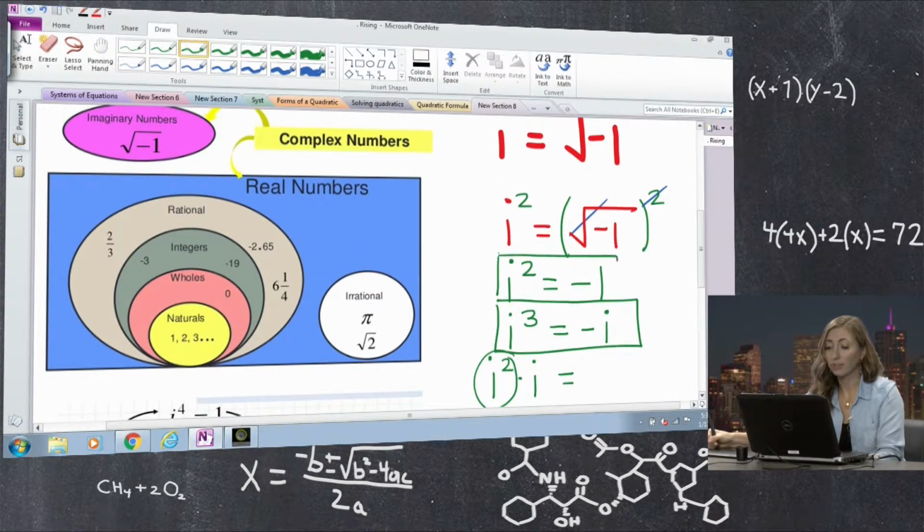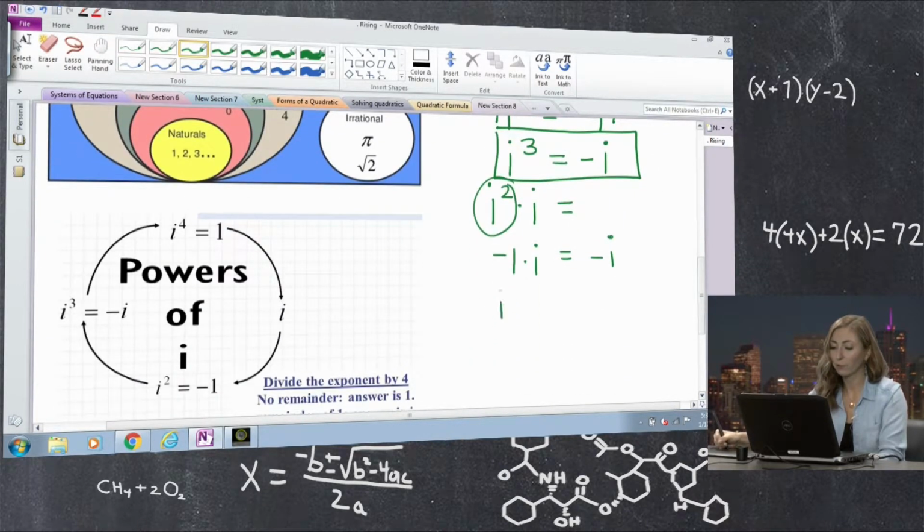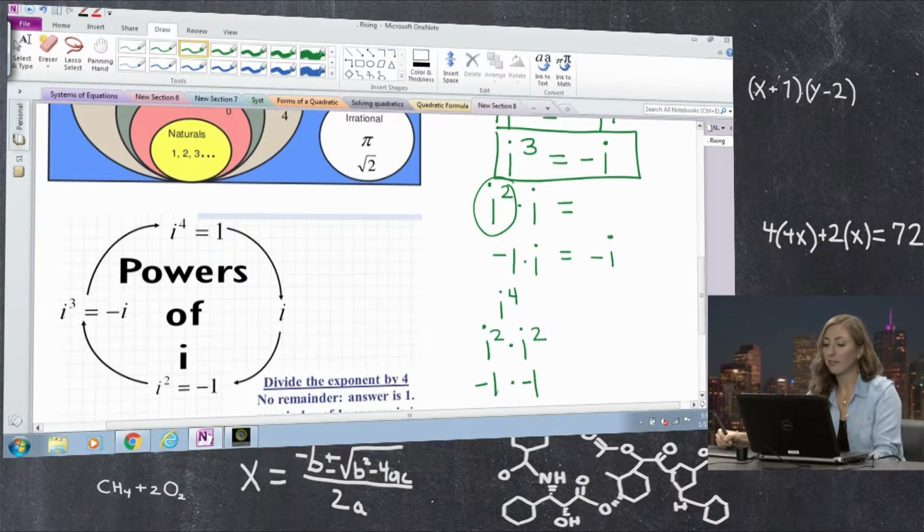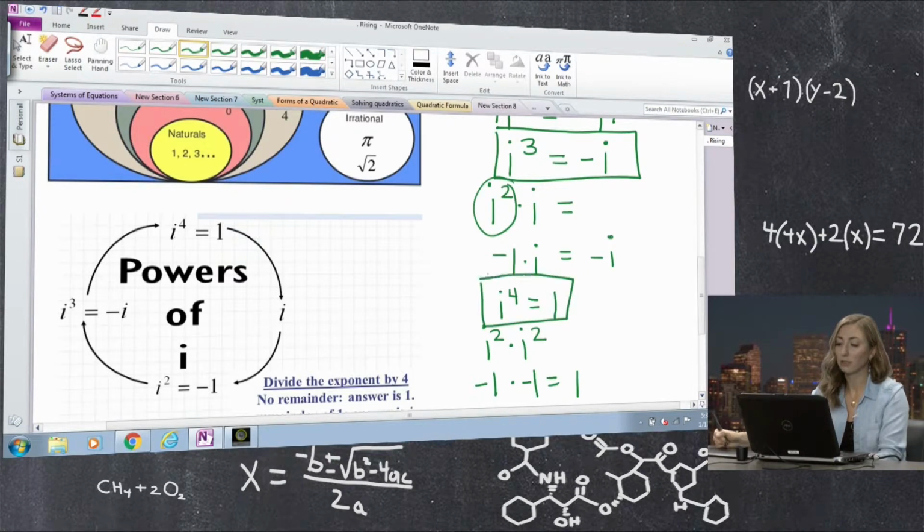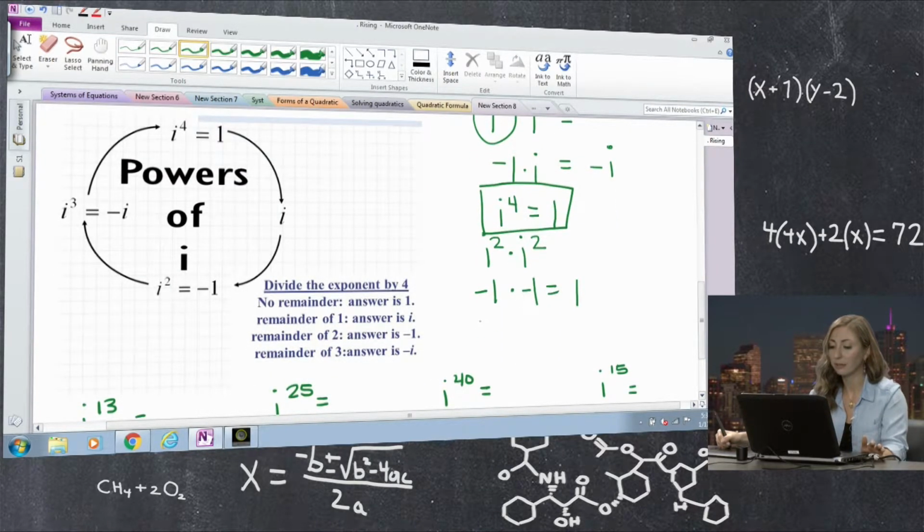So continuing this, and I have a point to this, I promise. Continuing this, let's look at i to the 4th power. Think of i to the 4th power as i squared times i squared. And again, we saw earlier that i squared is equal to negative 1, so I could replace i squared with negative 1. And that means that I have negative 1 times negative 1, which gives me positive 1. So that then means that i to the 4th power is equal to positive 1. Now I'm going to keep going one further, and then hopefully we can see some patterns here.